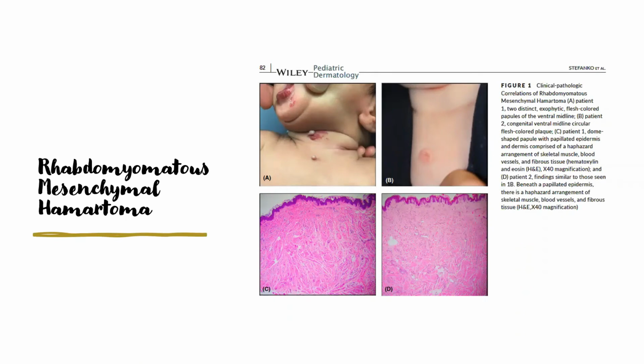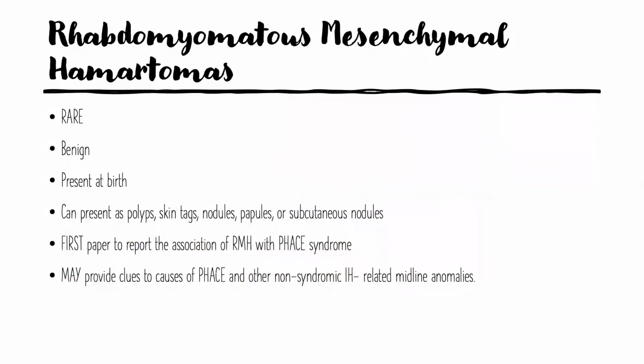Rhabdomyomatous means that it looks similar to other tumors made of striated muscle. Mesenchymal refers to the type of cells seen. Mesenchymal cells are stem cells that normally become, for example, bones, cartilage, muscle, and fat. Rhabdomyomatous mesenchymal hamartomas are rare, benign growths that present at birth and are often found on the midline of the body. Although this kind of non-cancerous growth has been seen before in other patients, our paper is the first to associate Rhabdomyomatous mesenchymal hamartomas with PHACE syndrome.